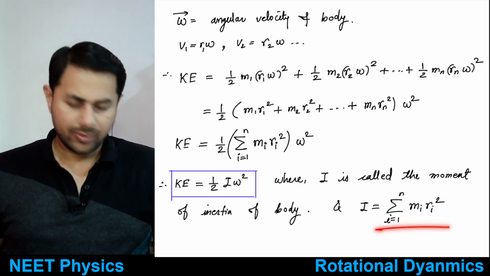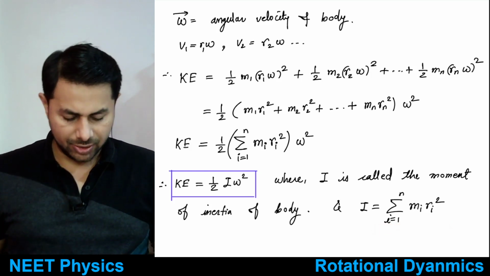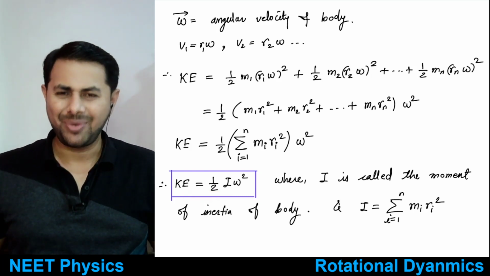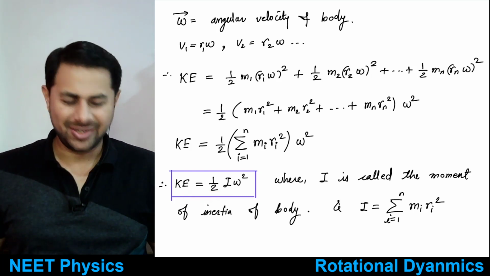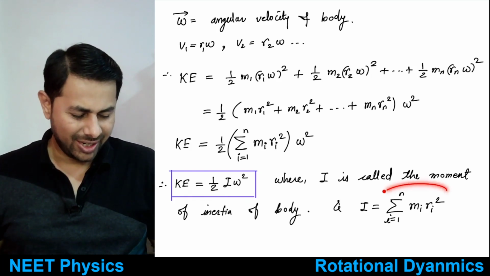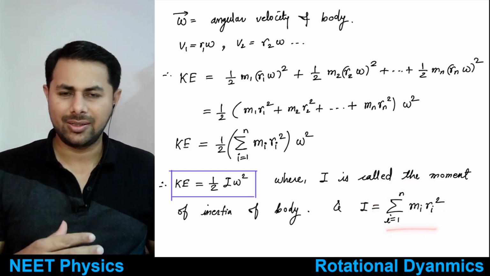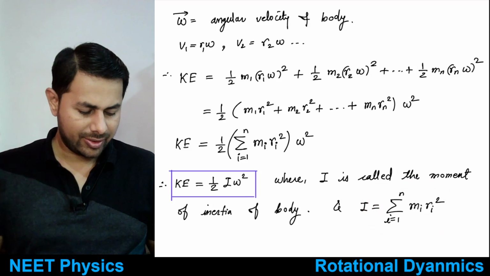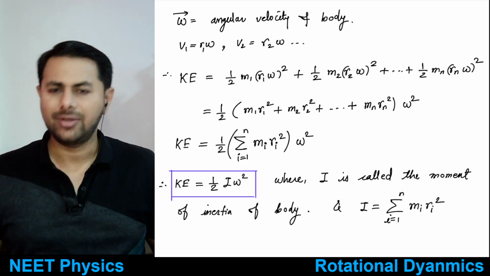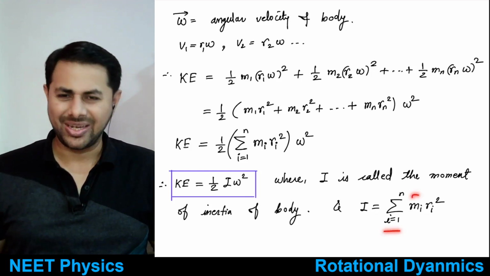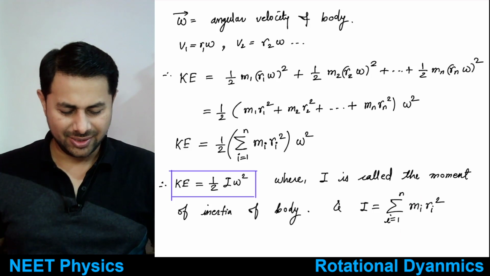Right. So now we found that kinetic energy of a rotating body is half of I multiplied by omega square. That is kinetic energy of the body. And what is I? It is called moment of inertia. It is denoted by this thing. It is equal to summation of mi ri square, i goes from 1 to n, right?